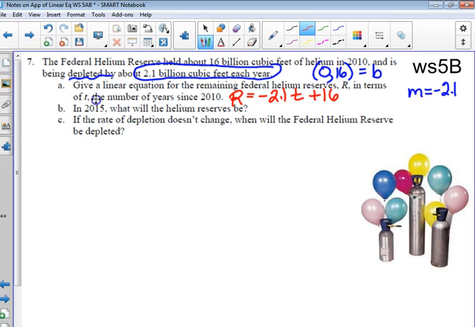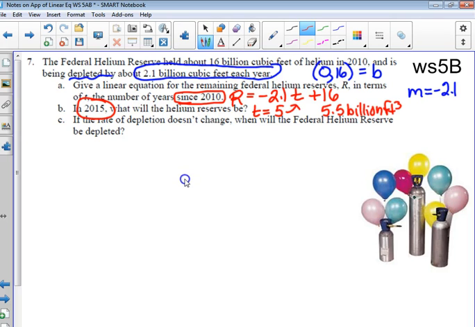What'll it be in 2015? What do we got to put in there? T equals, what did we start with? Oh, no, it said since 2010, though. So we're actually using what? 5 years later. We got to put a 5 in there. That would be negative 10.5. Is it 5.5? So 5.5 billion cubic feet of helium would remain.